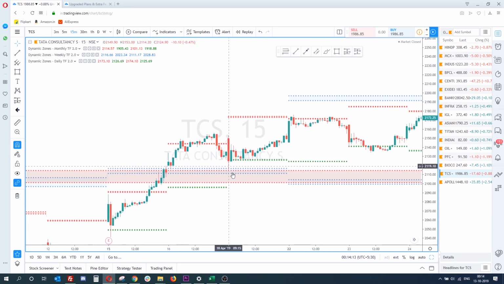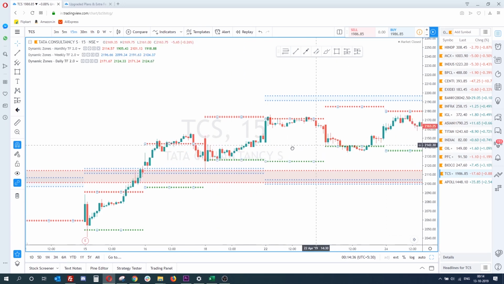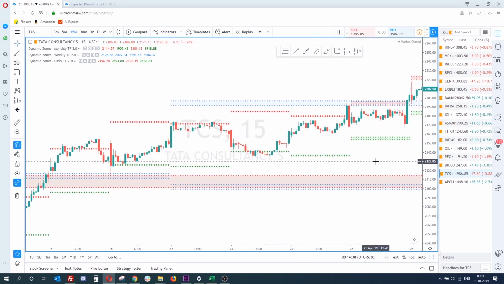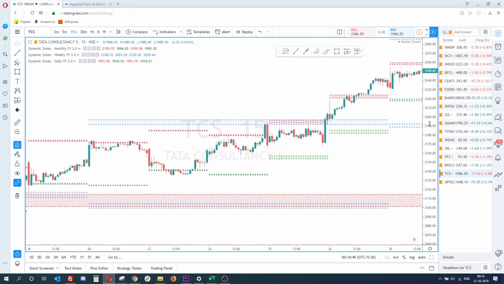And the next day what happened? It took a support and then went up, and then again took a small retrace to the daily zone and then went up, right? So you can either enter here or here, anywhere is fine. We took three supports actually: weekly, monthly, and the daily. So these are just the confirmation, guys. These trades are very rewarding in nature.